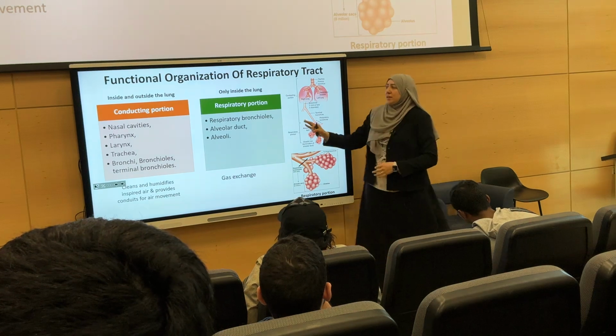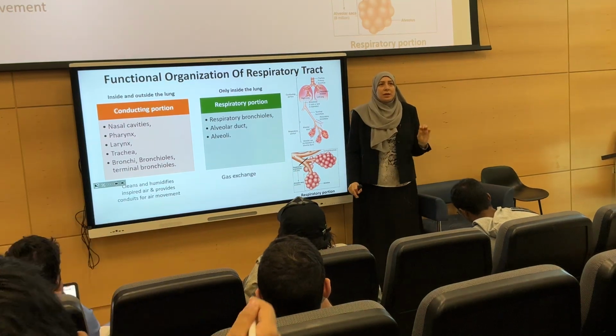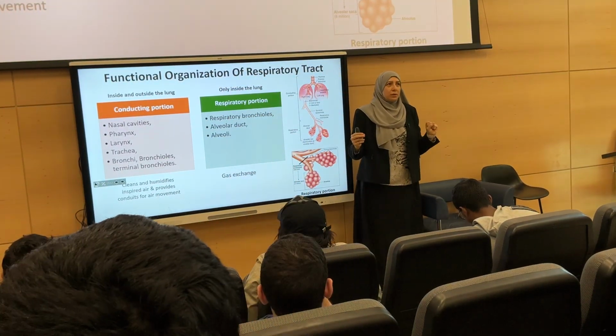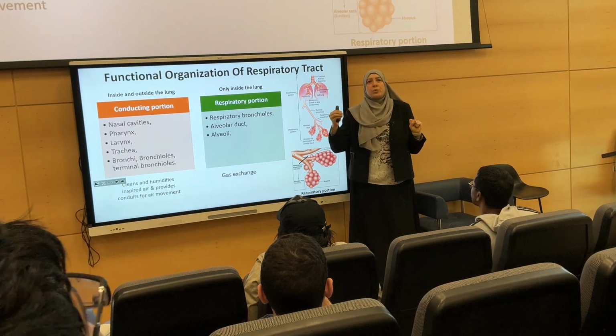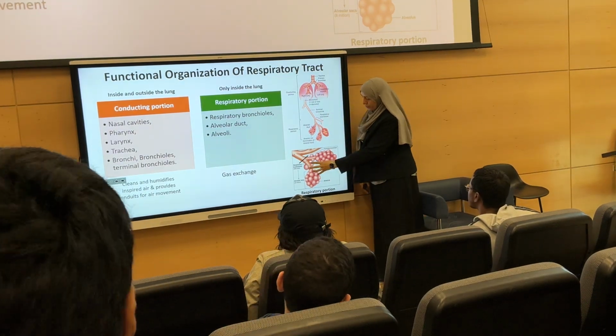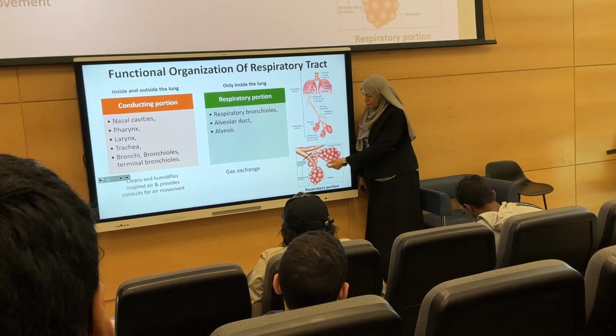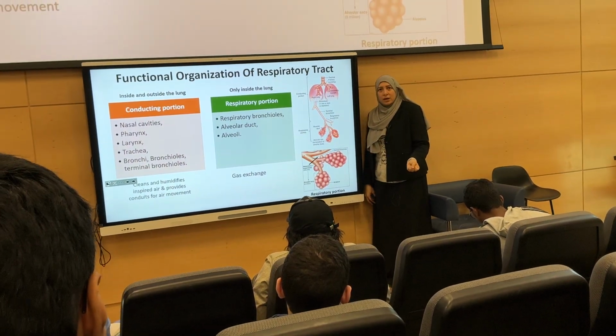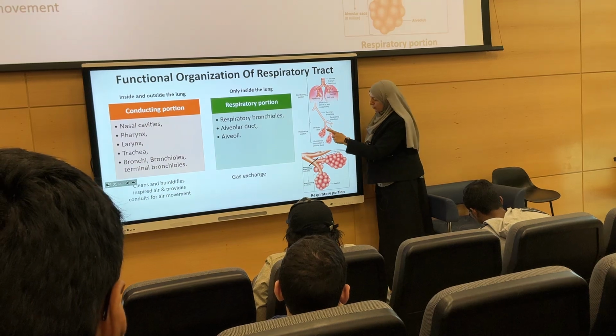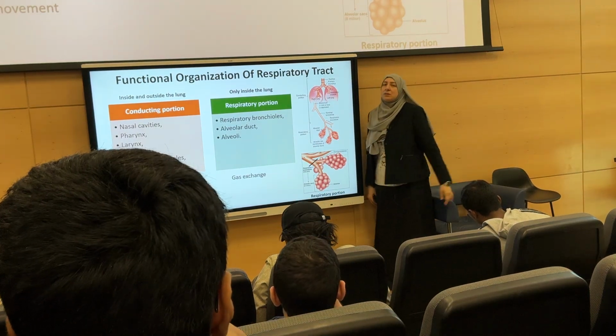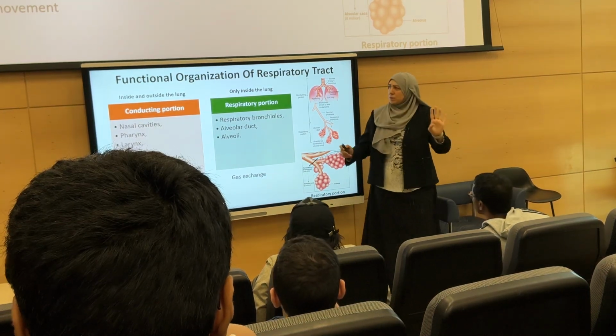So now we are in the second part, which is the respiratory portion. The respiratory portion starts with what? Respiratory bronchiole. Then we have this view. We have this grape-like structure. It's called alveolar sac. Each of these surfaces is known as alveoli. And if I look inside this tube in the center, we name it alveolar duct. So let's start one by one.